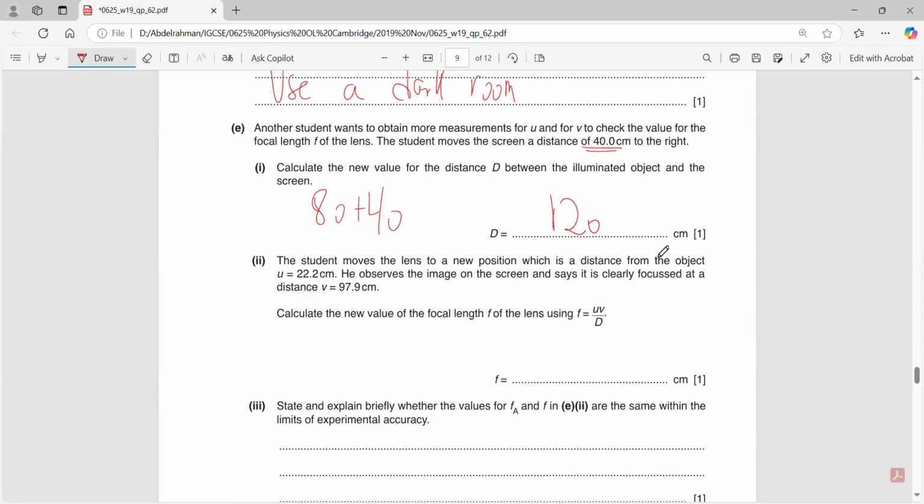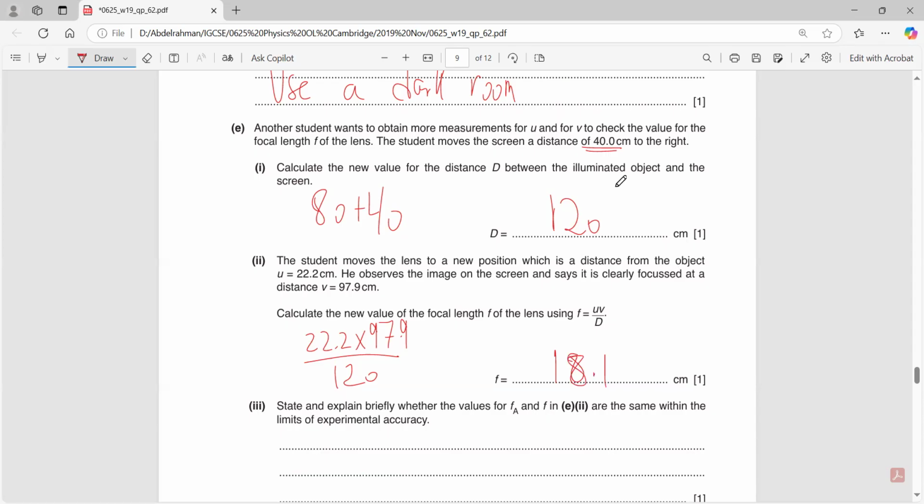Can I find F? What is the new focal length? F is basically 22.2 times 97.9 divided by 120. Again, it would give you a focal length of 18.1.